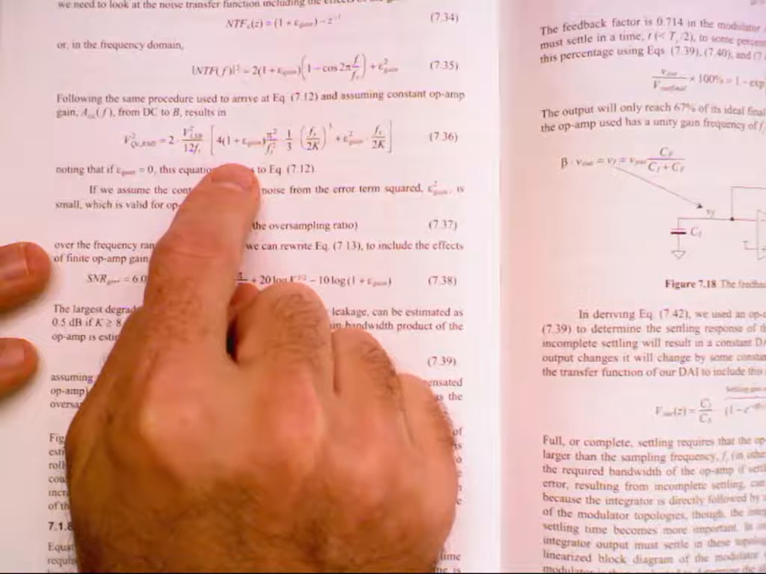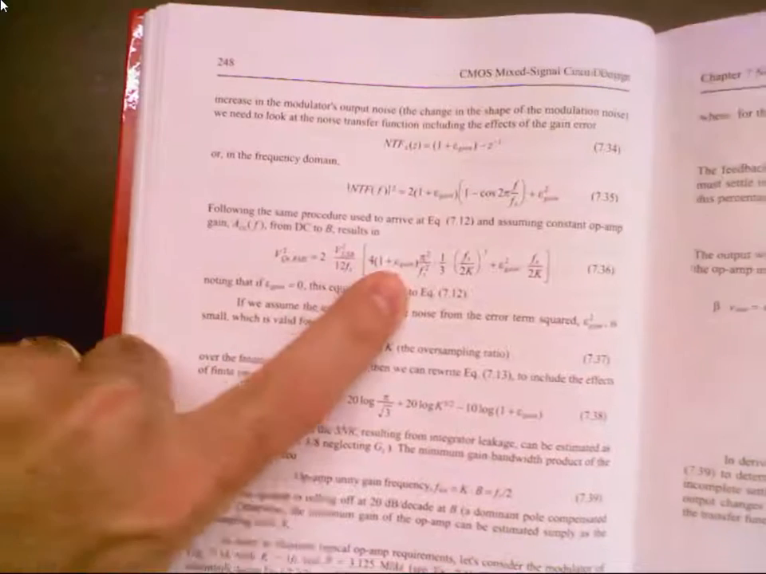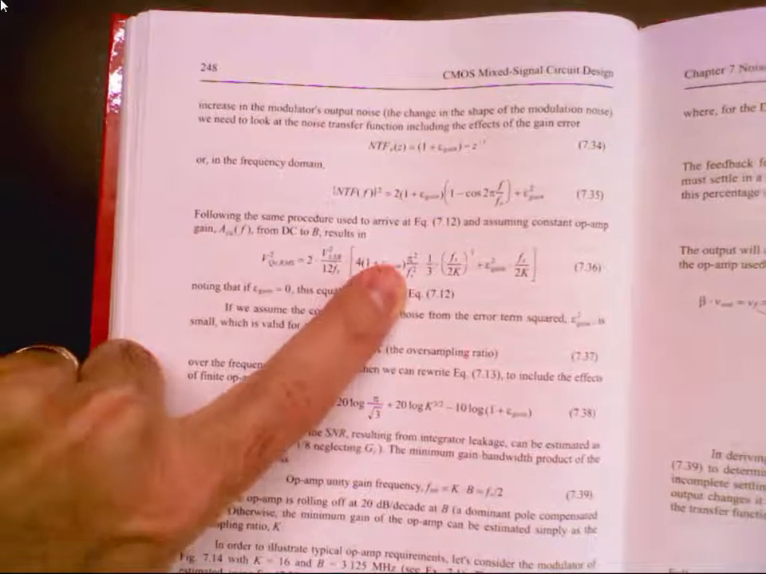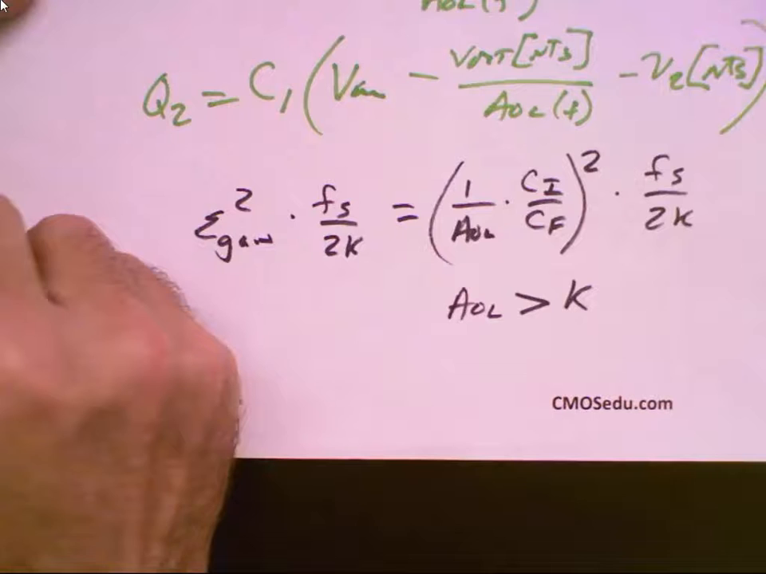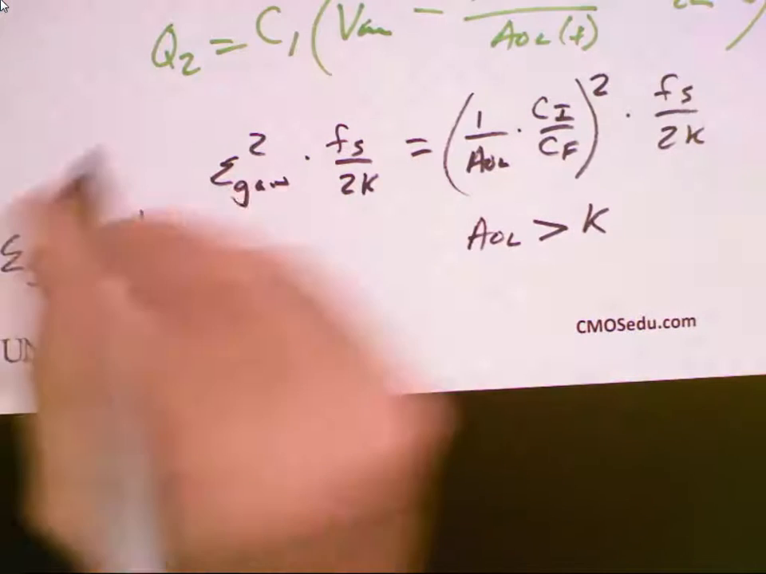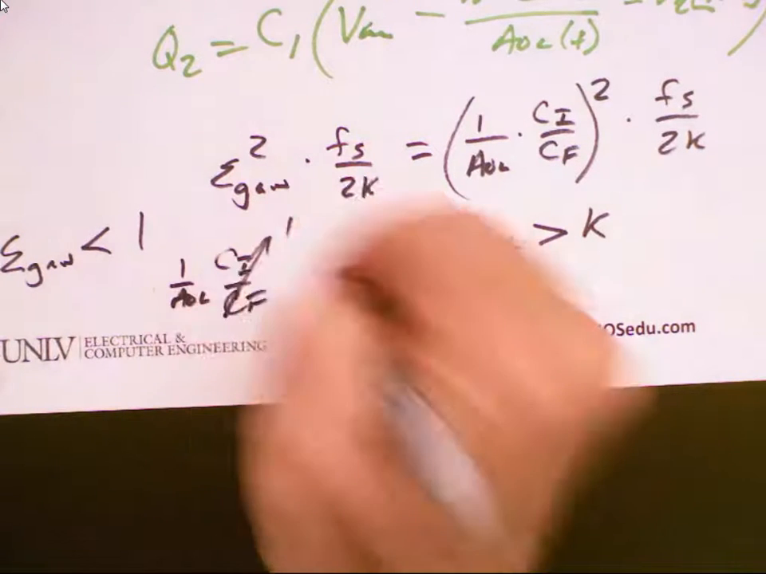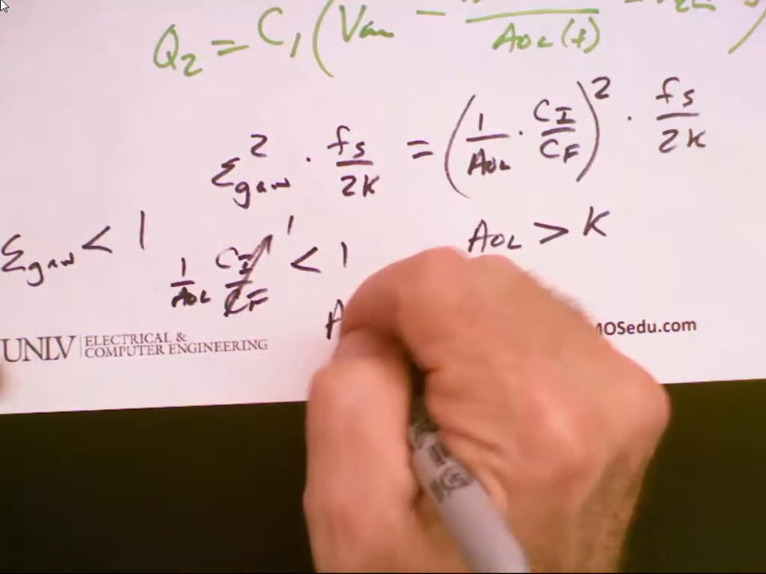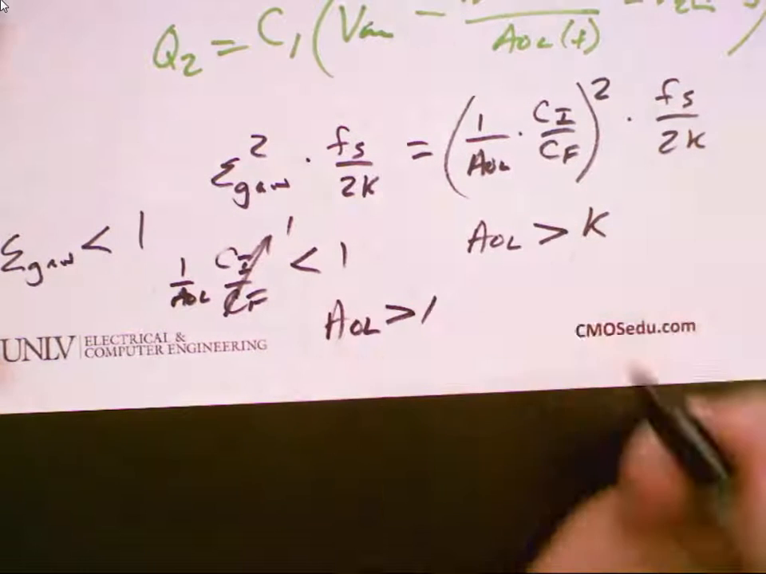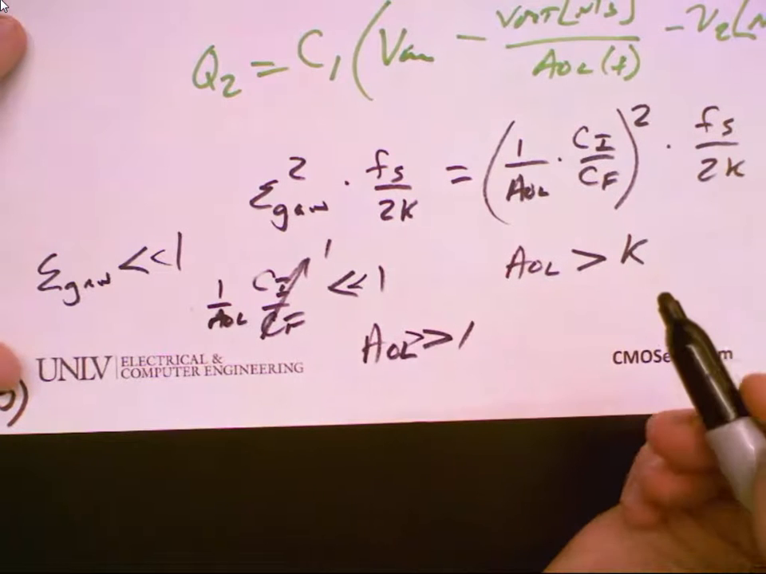No. Let's say I focused on this and I said I want E gain to be much, much less than 1. Or let's just say less than 1 so that it's not an issue. So I say, okay, I want E gain for that part to be less than 1. I say, oh, that means that I want 1 over AOL Ci over Cf, then we'll just say that's 1 for the sake of argument, to be less than 1. And it says I want AOL to be greater than 1. So that's not that interesting, right? Would everybody agree with that?